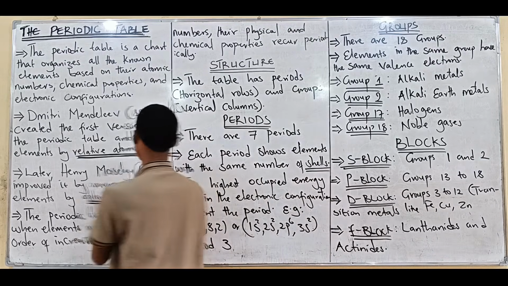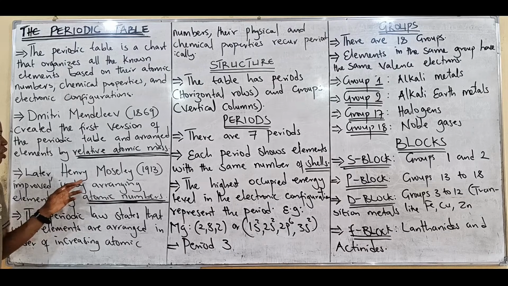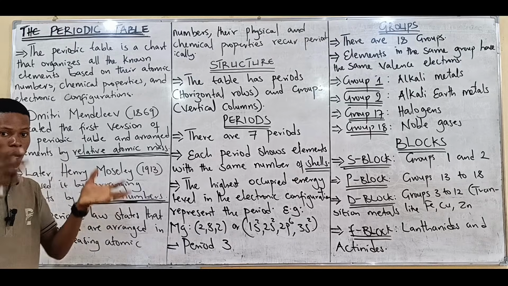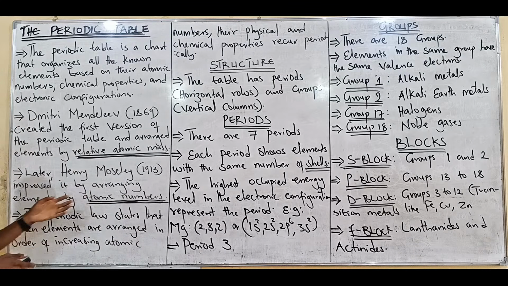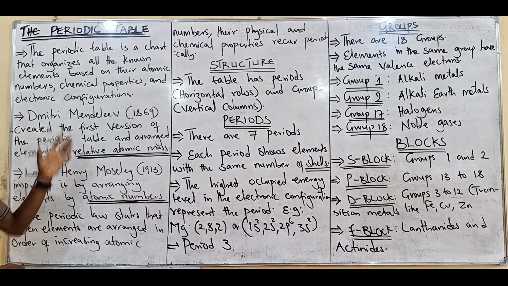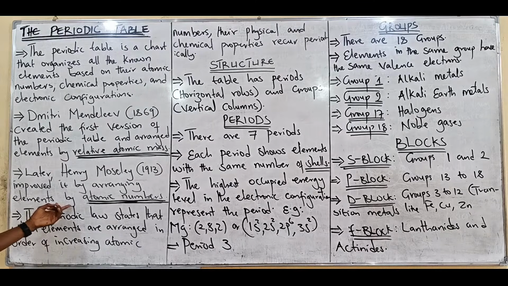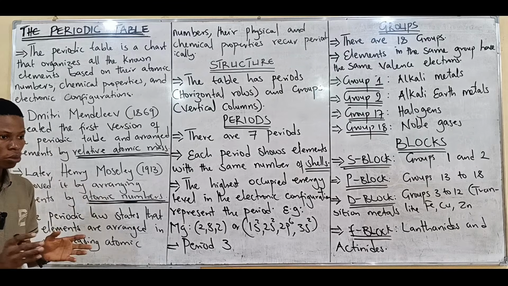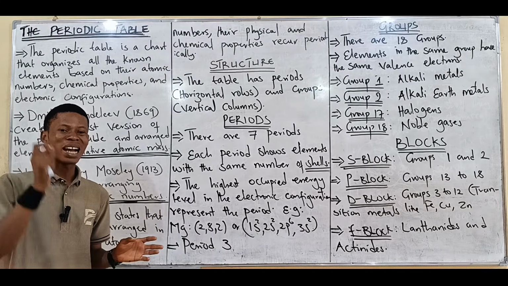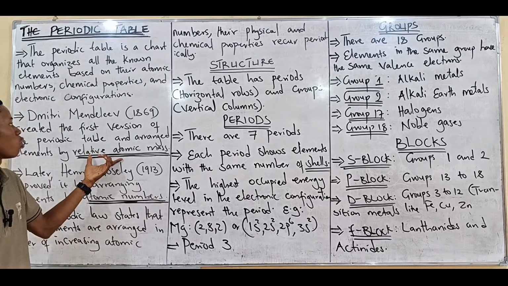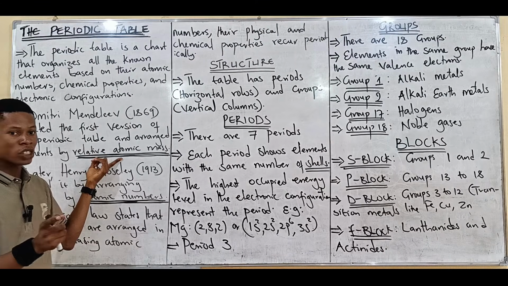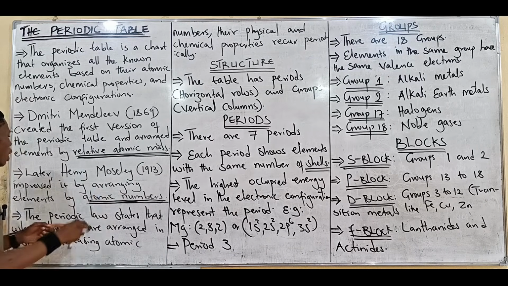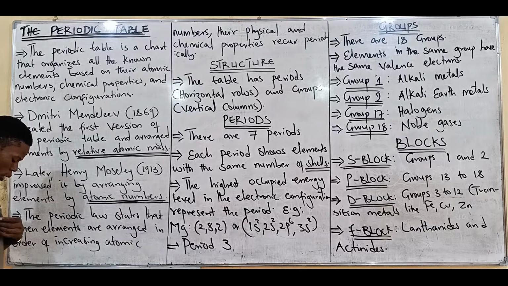But in 1913, Henry Moseley, the person that produced the modern periodic table we are using now, improved the Mendeleev periodic table by arranging elements by atomic numbers. Please take note. The modern periodic table arranges elements based on their atomic numbers and not relative atomic mass. Again, Mendeleev arranged it based on relative atomic mass, but Henry Moseley arranged it based on their atomic numbers.